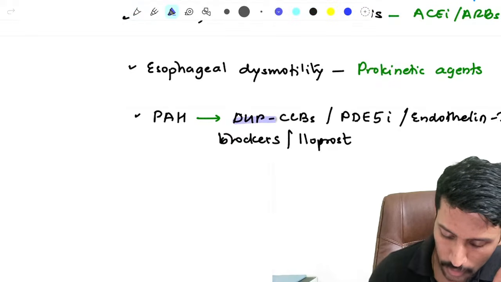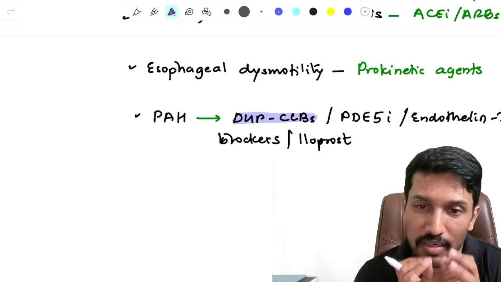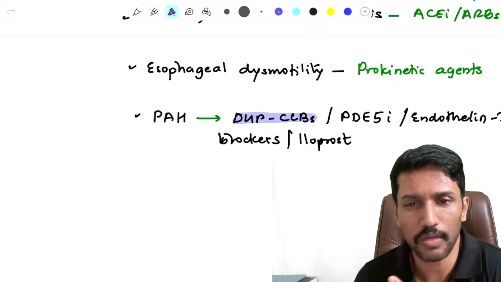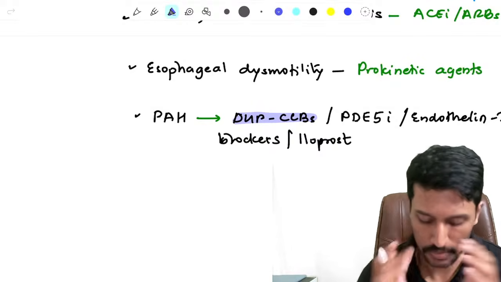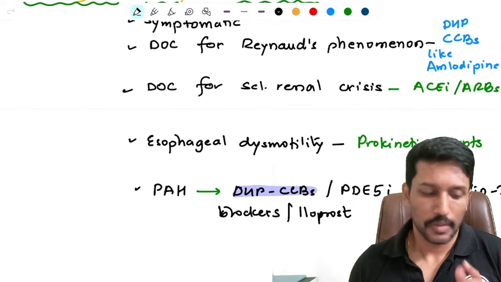Given a choice, if they are a good responder, then DHP calcium channel blockers will be considered as a first line treatment. But if they are not responding, we switch to other agents. Okay. So this is how we are going to manage a case of scleroderma.